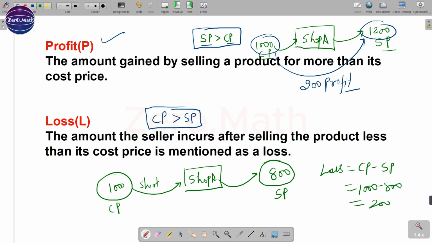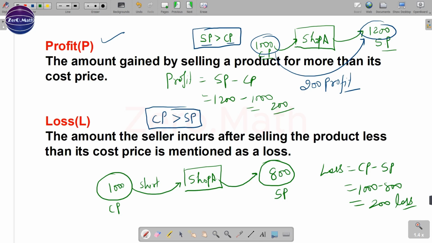Did you understand? Alright. And in the case when there was a profit, what was higher? SP. So it was SP minus CP. So we had sold it at 1200 and bought it for 1,000 rupees. So here there was a profit of 200. Alright, I hope you have understood how to calculate profit and loss.